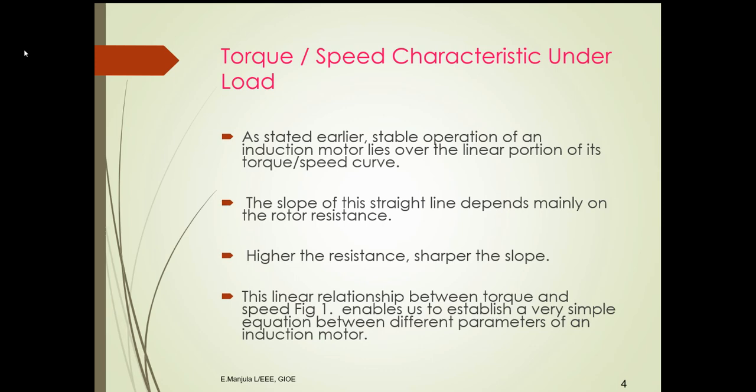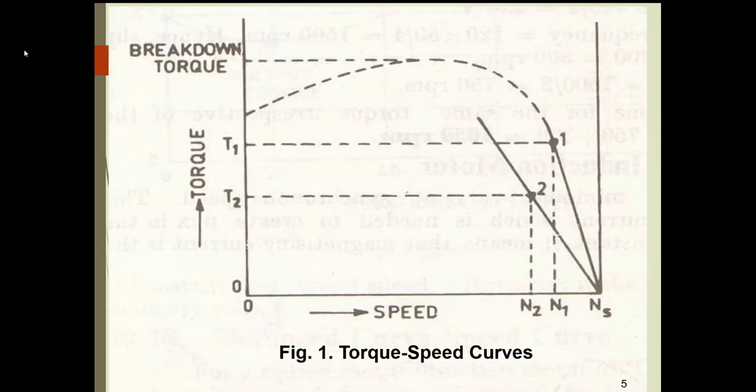This linear relationship between the torque and speed, which is shown in figure 1, enables us to establish a very simple equation between different parameters of an induction motor. So this is a torque slip curve. On the y-axis we took torque, and on the x-axis we took speed, and we can even take slip.